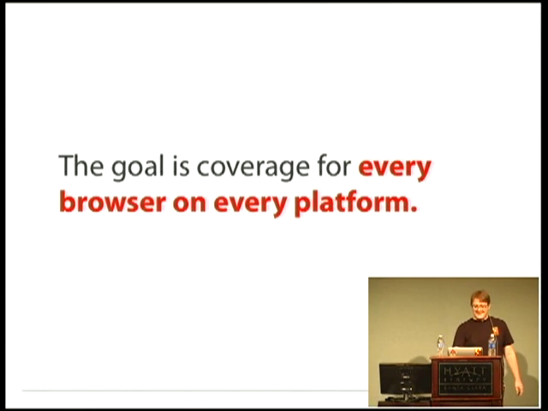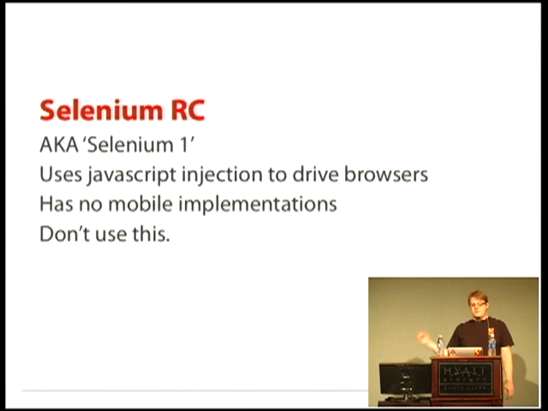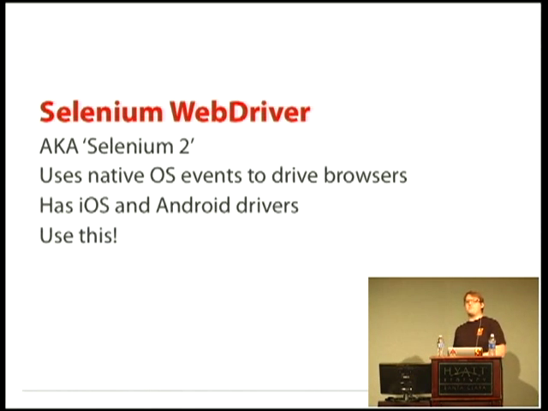I know, it's funny. And when you first dig into Selenium, you're going to be really confused because there's actually two versions of Selenium. There's Selenium RC, or what we call Selenium 1. This used JavaScript to drive the browser. It didn't really have any OS level integration. But what's important for us here in this talk is that there are no mobile implementations in Selenium 1, and it's deprecated. So you don't want to use Selenium RC. If you're new to Selenium tests, you don't want that. You want the new hotness, which is Selenium WebDriver.